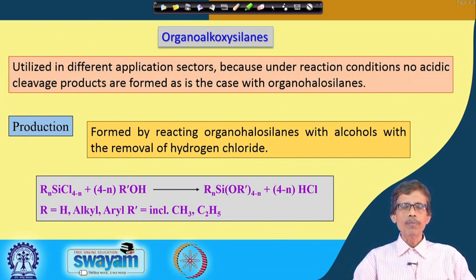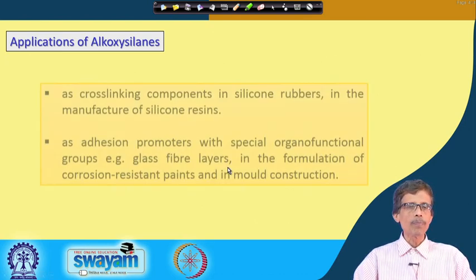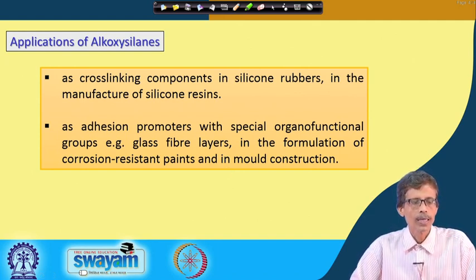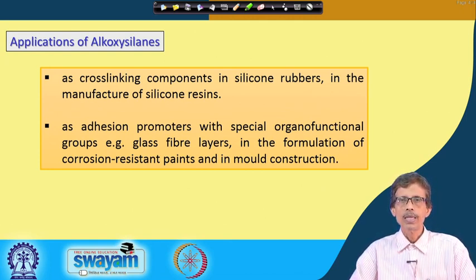So, giving a mixed type of compound where R and R prime both are present around silicon. How do we use this in different useful applications? Application wise they are very useful, because we now have the alkoxy part, which can be a cross linking component in silicon rubbers. So industry will be looking for making huge amounts of these silicon rubbers, and in the manufacture of different types of silicon resins.